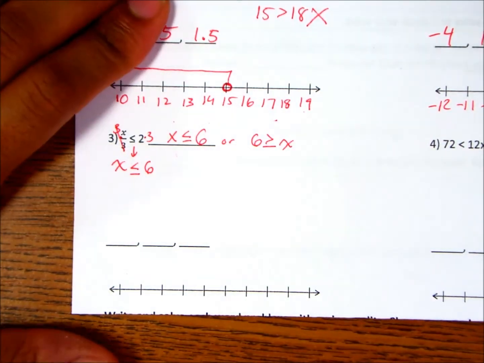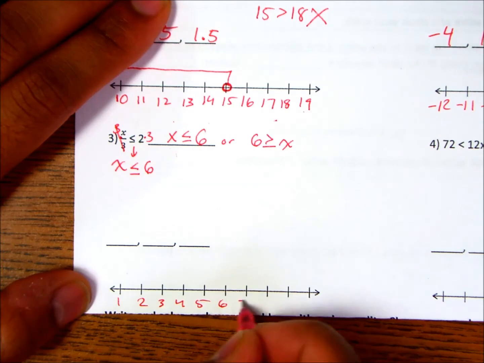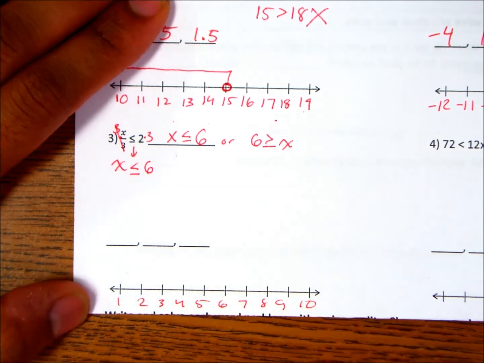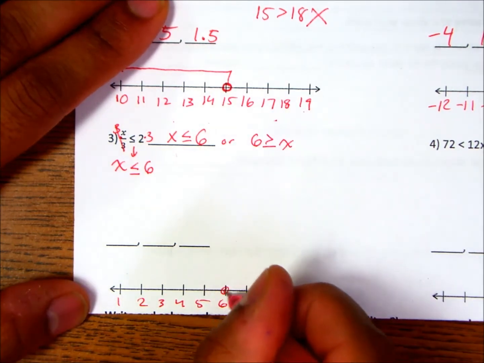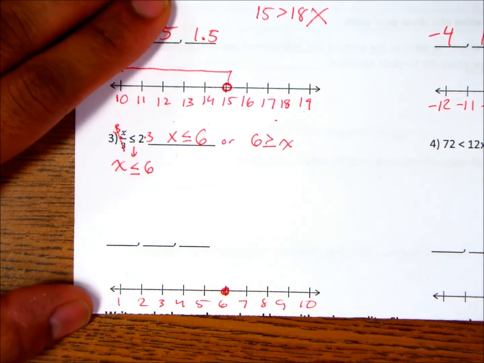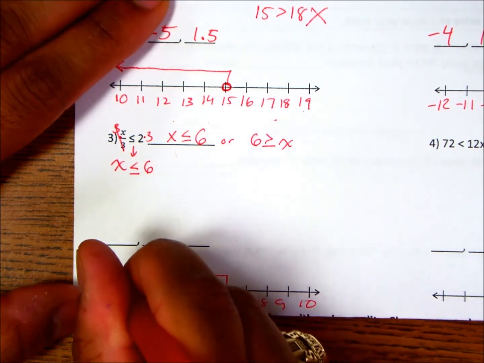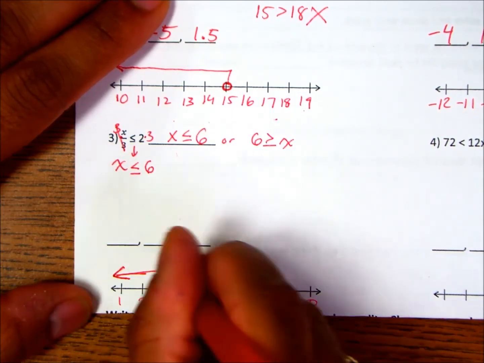Okay. So let's graph it. I'm going to go 1, 2, 3, 4, 5, 6, 7, 8, 9, 10. Closed circle because I want to include 6 as a value. It could equal 6. And I want the x to be less than 6. So I shade all the numbers that are less than 6.